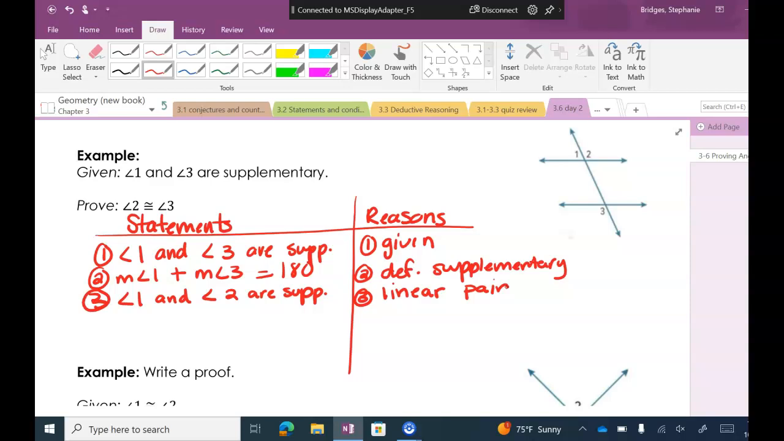Okay, here's a question. Kind of like I did from 1 to 2. If 1 and 2 are supplementary, then you should be able to tell me that they add to equal 180. So the measure of angle 1 plus the measure of angle 2 is equal to 180. And much like the reason for step 2, that's the definition of supplementary.